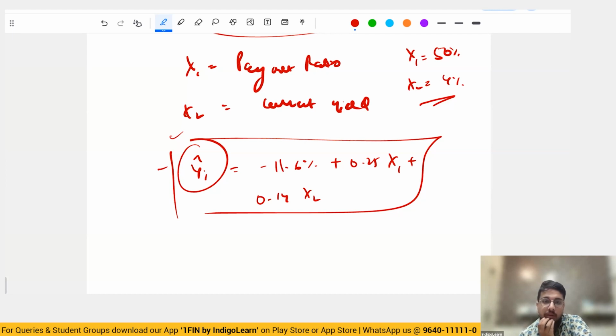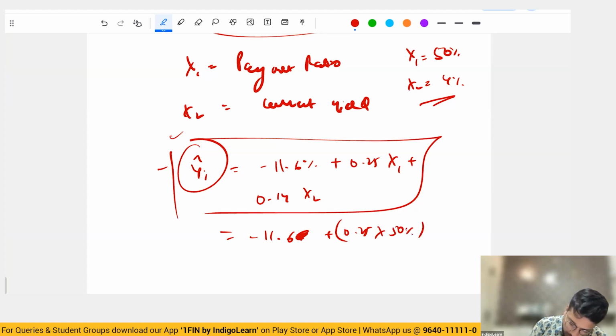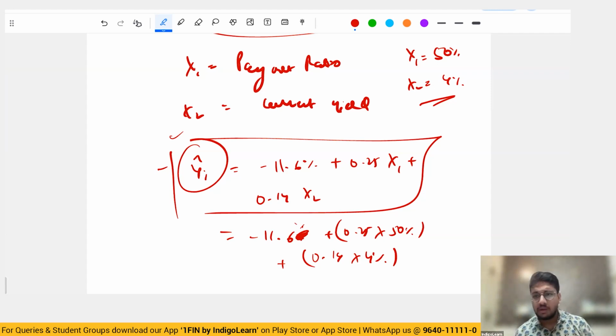It's pretty simple. All you have to do is input the values: minus 11.6 plus 0.146. Nothing much. The answer shall be around 1.46%. That is the only thing which had to be done in this particular question. Very straightforward. Alpesh, Rohit, comfortable till now? Any problem? Perfect.